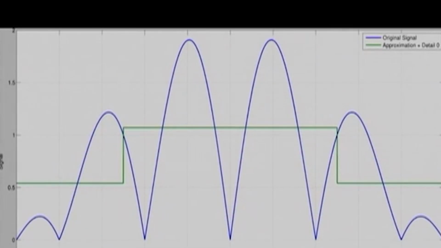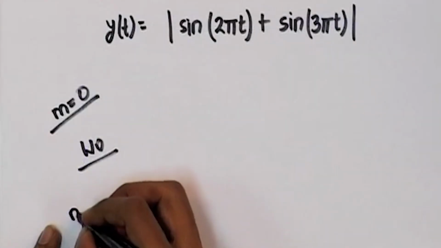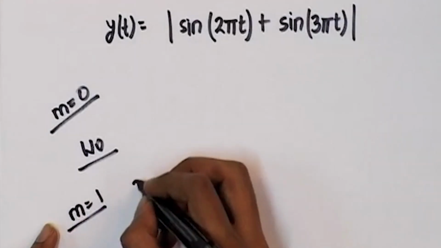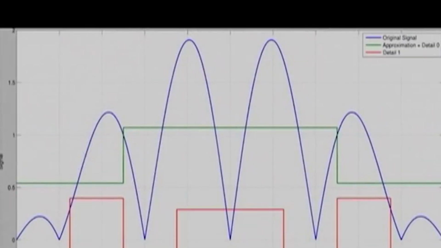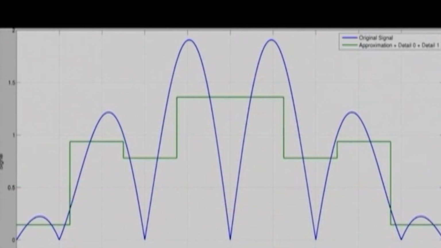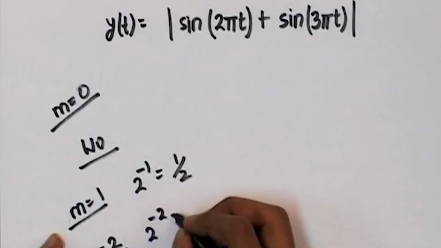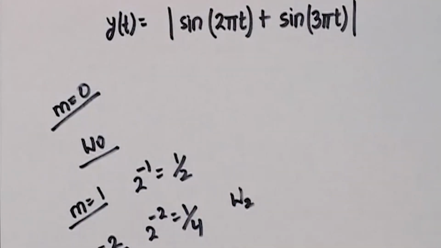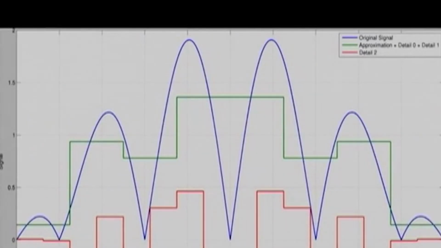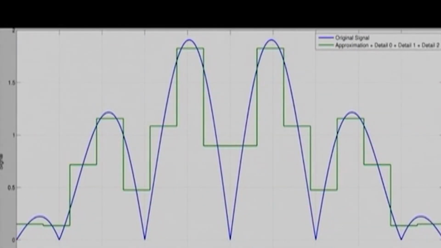Now we can add more and finer details to the function. We take the interval of size 2 to the power minus 1, that is half, and we add the detail to the approximation that we just got, which is shown in red. When we add these two, we get a much better approximation to the original signal. Now we can add another finer detail, that is the projection of the signal on the W2 space, which looks like this. When we add these two, we again get an even better approximation to the signal, which looks like this, shown in green.